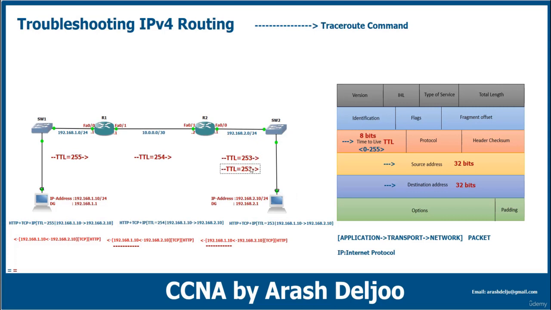Also, when computer 2 gives the answer to computer 1, again it should set the TTL, for example, to 255, and when this packet is forwarded by router 2, the TTL should be decremented to 254 and then here to 253. That's it. This is the process of the TTL.